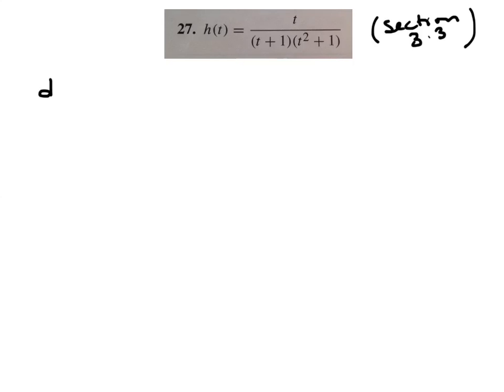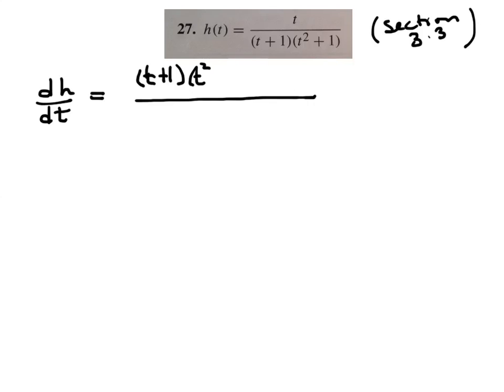Okay, so we're going to calculate the derivative of h. Well, it's a quotient of two functions. We have t over some other complicated thing. So we're going to use the quotient rule. And the quotient rule says what we get in the numerator is the denominator times the derivative of the numerator.